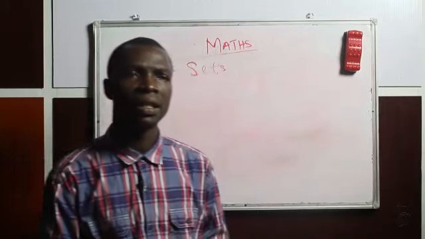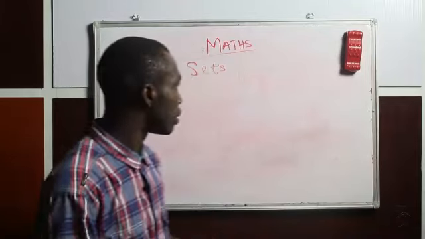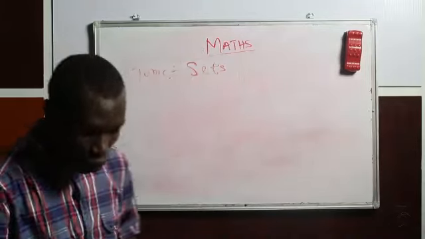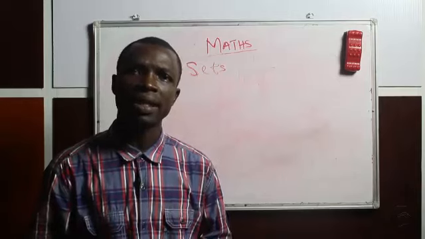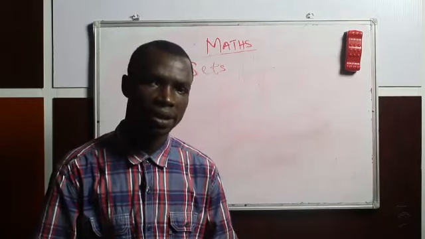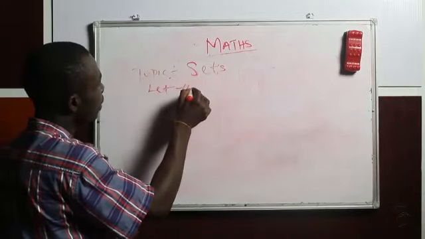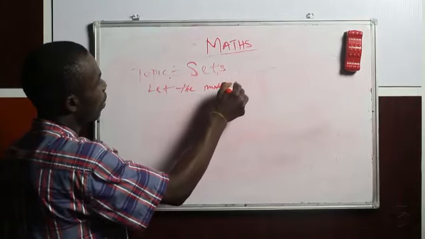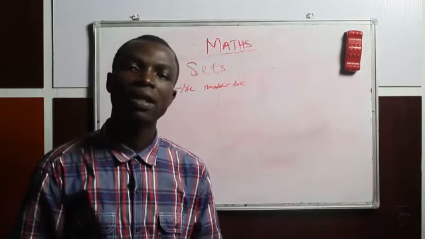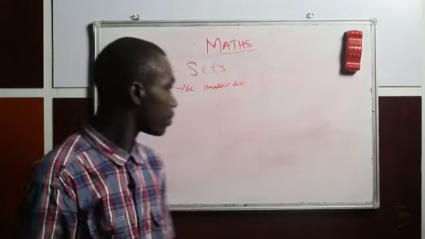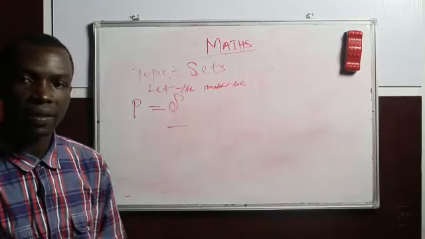Let us consider numbers between 1 to 20. In terms of set, there are what is called symbols in set. And let the number be P. P represents the numbers between 1 to 20, which is equal to, this is the symbol for set.